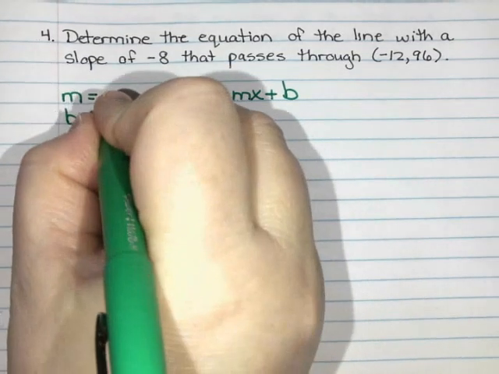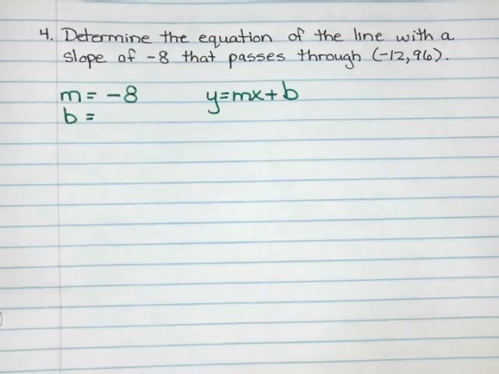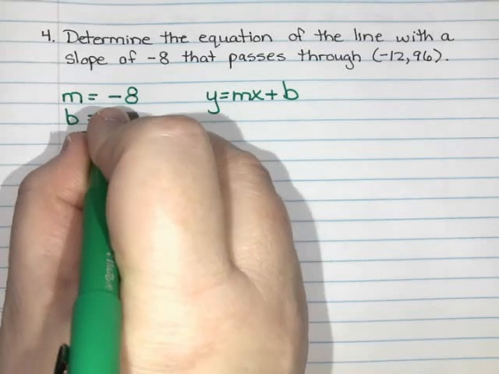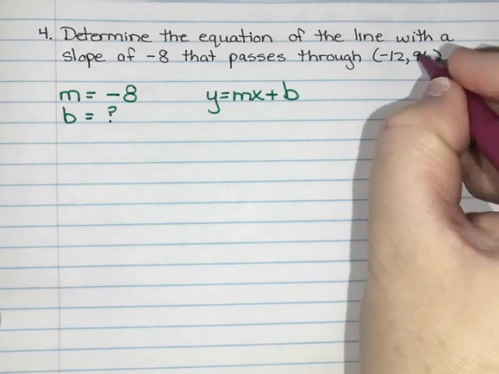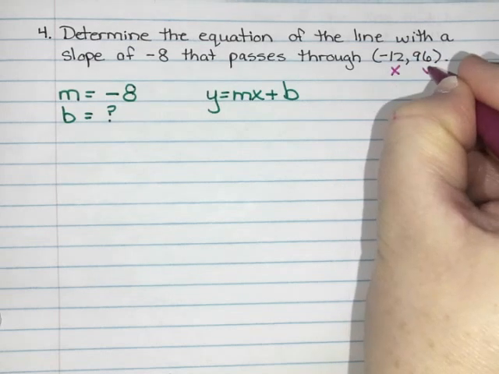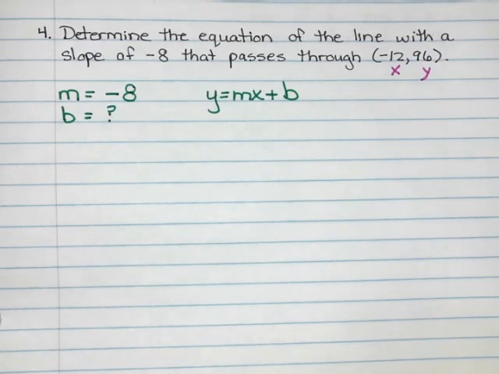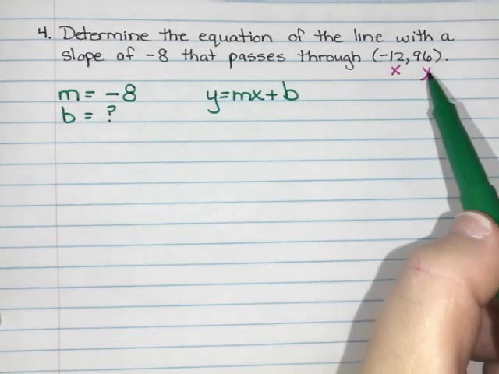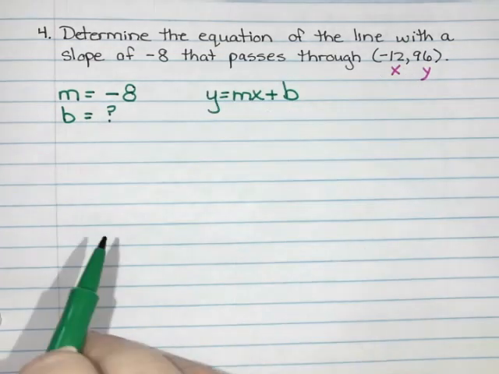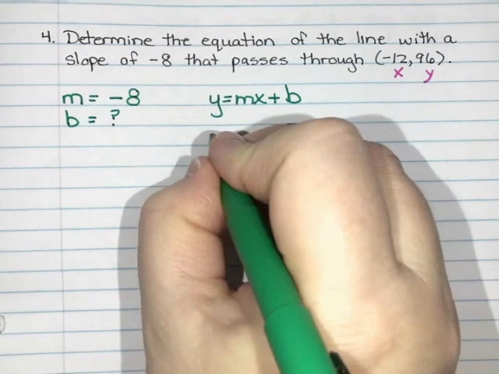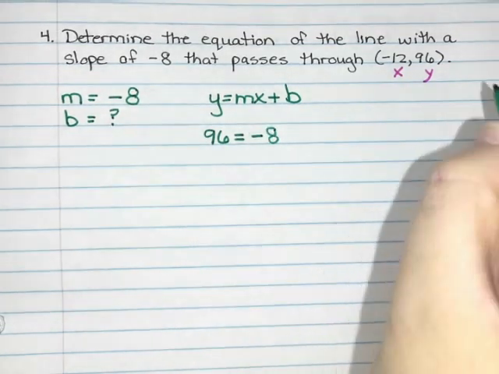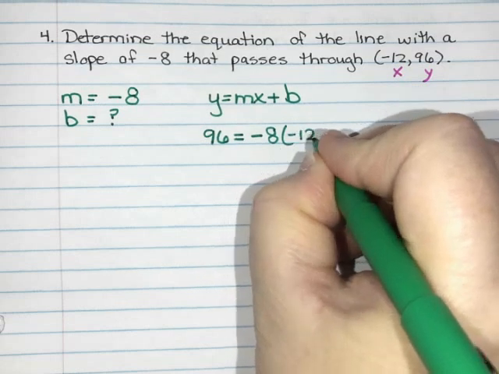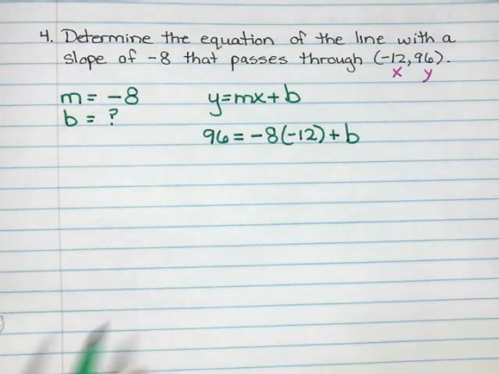So in the question, it tells me my slope is -8. It does not tell me what the y-intercept is. So our first job is going to be to calculate that y-intercept. And in order to do that, we are going to use the point. The first number is x, and the second number is the y part of that coordinate. So I'm going to sub the slope, x and y, into this equation, and we are going to solve for the y-intercept. So y is 96, and then m is -8, x is -12, and we're trying to find what b is.